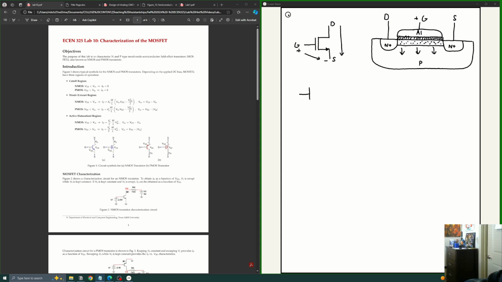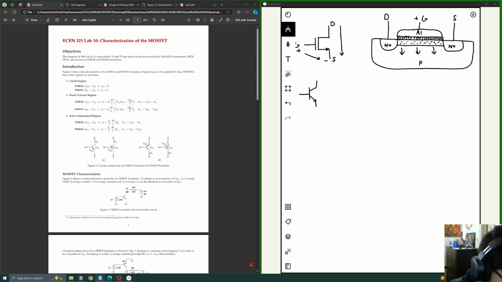Meanwhile, for a BJT, we set that 0.7 volt drop, or we keep the voltage drop about the same, and then by applying a certain current into the base, we can control the current flowing from the collector to the emitter, right?